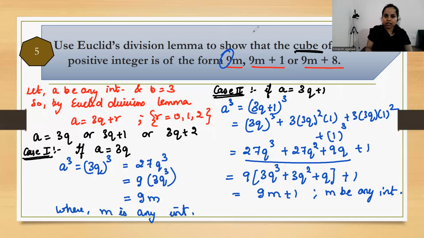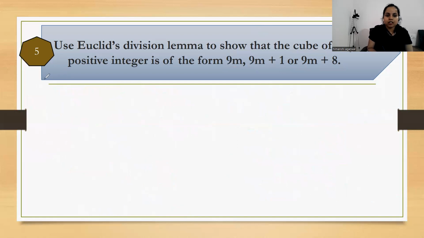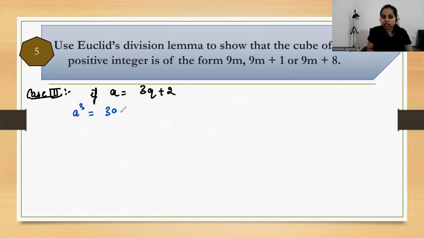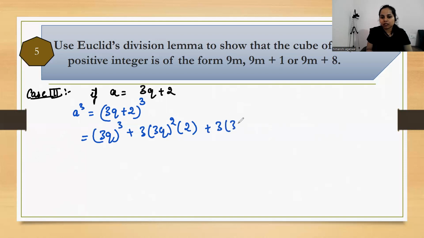So now let's move to the case number 3. तो मैं ये बोर्ड क्लीन करूंगी ताकि हम केस 3 को भी रिकॉल कर सके. So what will be the case 3? If value of a is equals to 3q plus 2. So what is the cube of it? So a cube कितना हो जाएगा? 3q plus 2 का whole cube. That will be equals to 3q cube, 3 into 3q square multiplied by 2, 3 multiplied by 3q multiplied by 2 square and 2 cube.